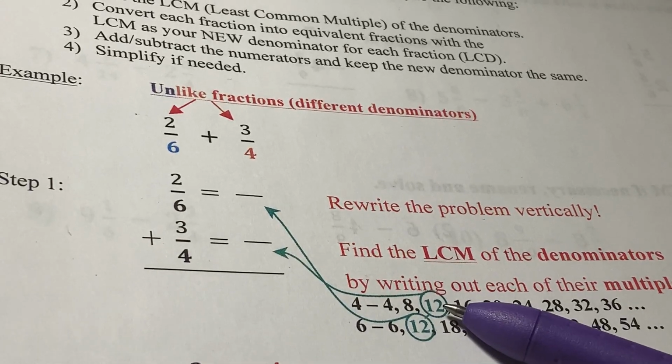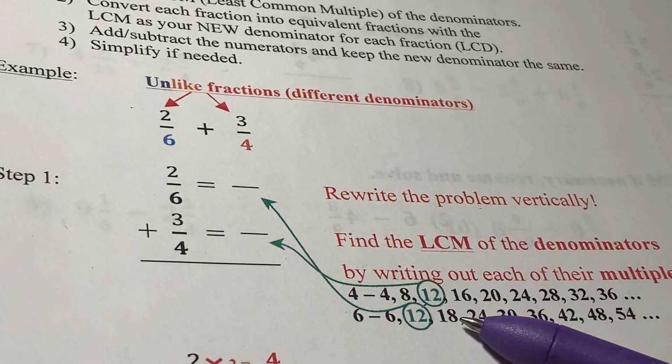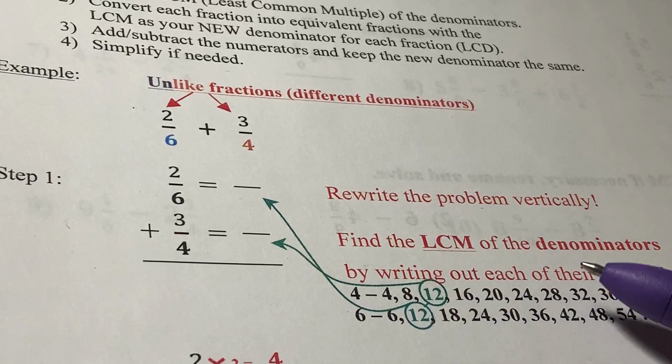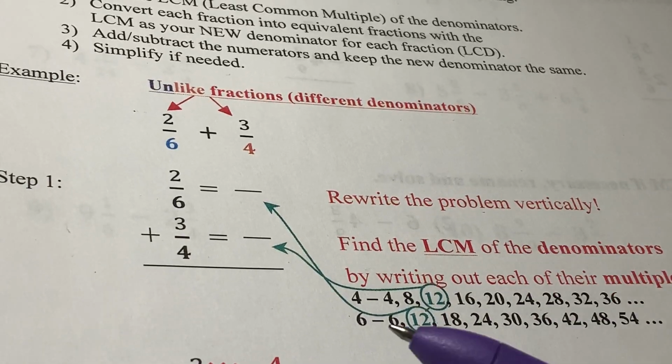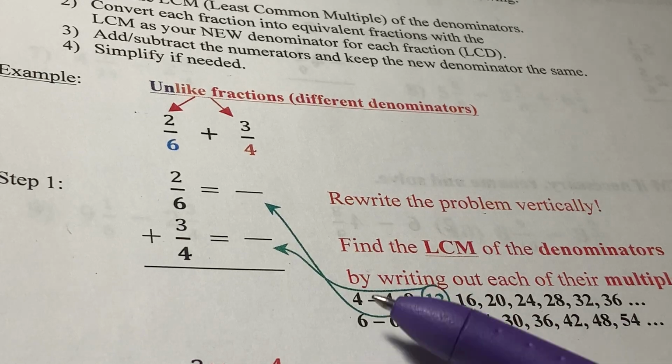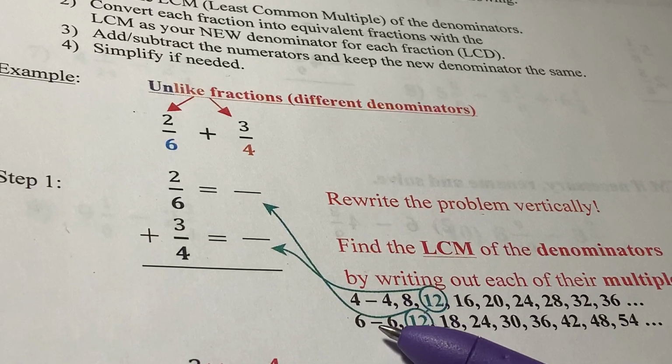The answer is yes, right? And then you can stop right there without having to write out all these multiples. So that's the process. Let me repeat that one more time. When you're looking for the LCM, start with the number that's bigger between the two numbers. Which number is bigger? 6 is bigger than 4, okay? So then I start my multiples.